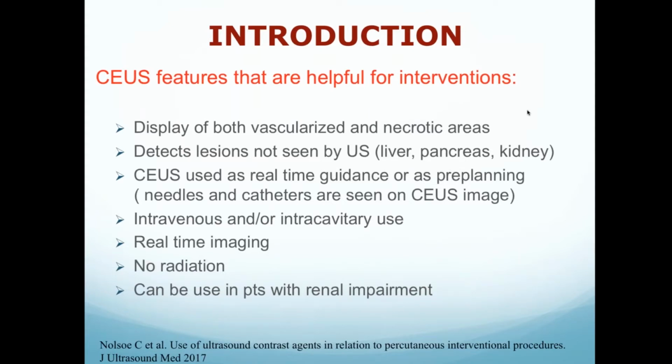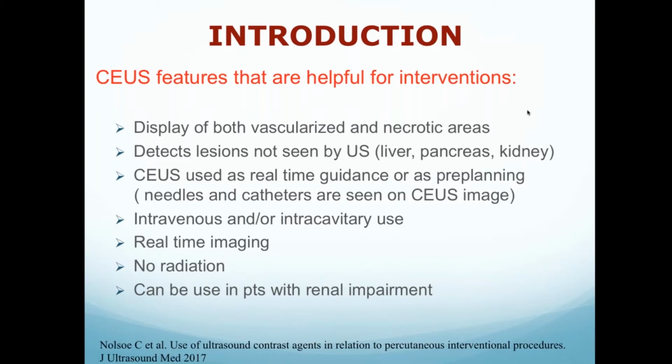You already know the big role of contrast-enhanced ultrasound in diagnosing liver lesions, also pancreas and spleen lesions, but I want to present you the features of contrast ultrasound which may be helpful for interventions, because you all know that ultrasound is a very good method to guide interventions, but it has some limitation. In this field, CEUS may help us because it may display both vascularized and necrotic areas, and this is very important for biopsies, because we can sample a specimen from the active part of the tumor, not the dead one, and it's also helpful in ablation.